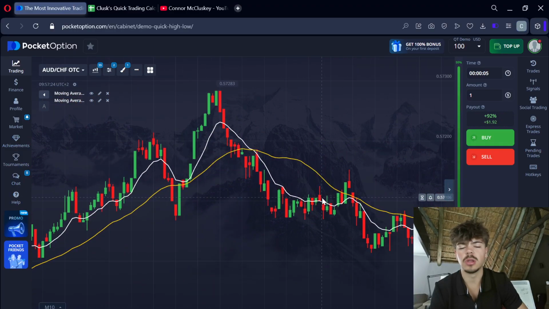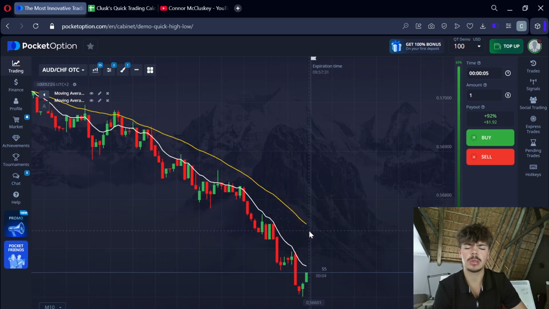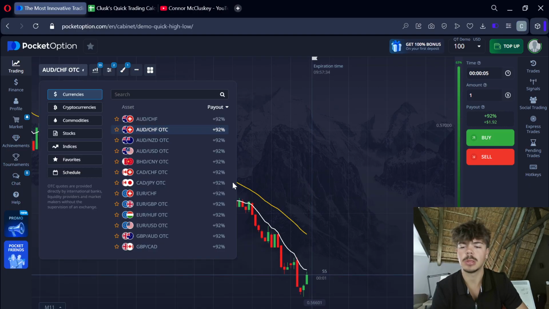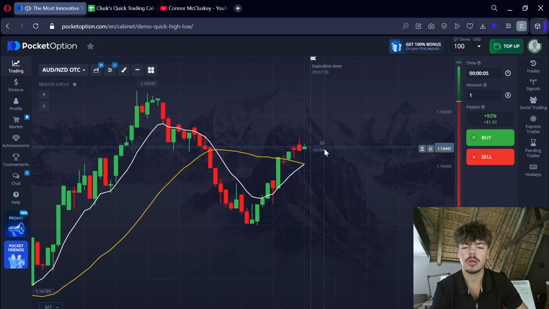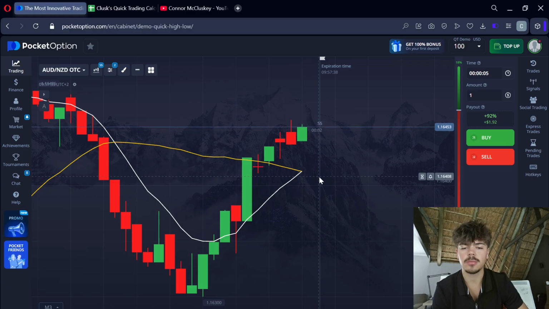Actually, we'll keep it to $1. Let's actually keep it smart. Let's not do any martingale. Let's keep it smart and just do $1 trades. Perfect. Let's get into this though.